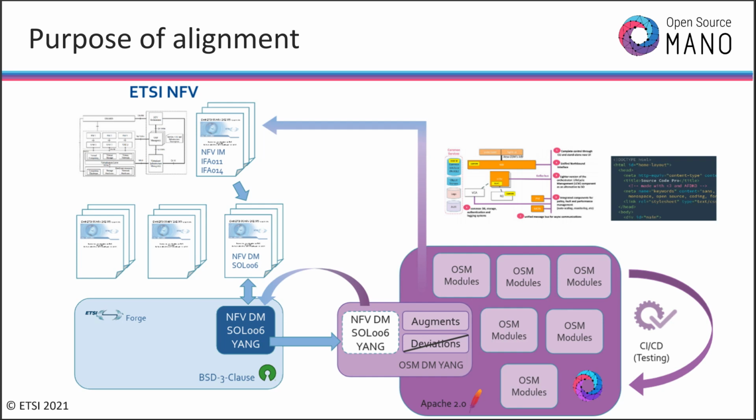Thus, we augmented the Solution 6 model to ensure no functionality was lost. And now these augments are being documented and sent back to the NFV ISG for discussion and their potential inclusion in future releases of the standard. Well, in fact, a funny story, the discussion must be taking place exactly right now because the meeting of that IFA committee is overlapped with this webinar.